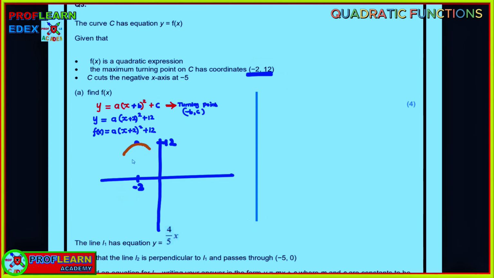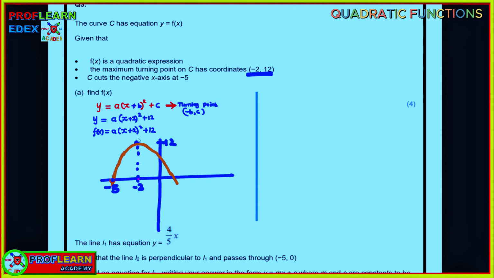So we can assume that the graph cuts the x-axis at -5. This other one we don't know where it is going to cut. Of course, this graph definitely has to cut on the positive side of the x-axis because of symmetry. So from the line of symmetry to this point, which is -5, there are 3 units.